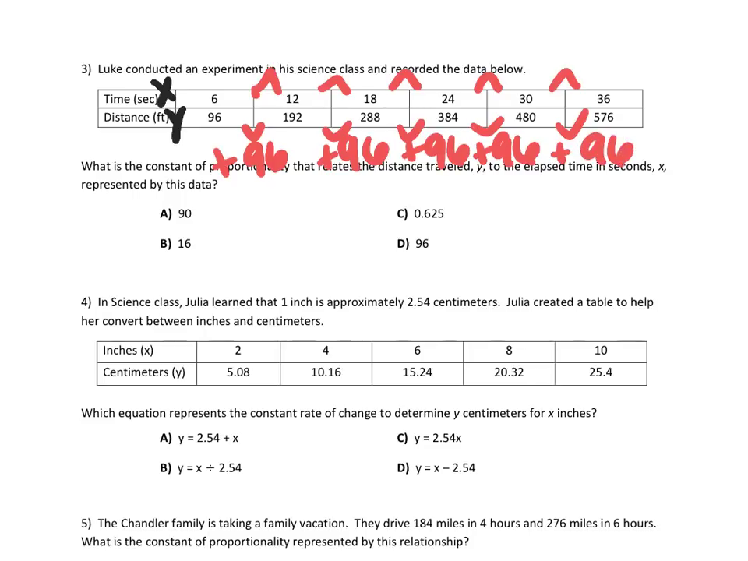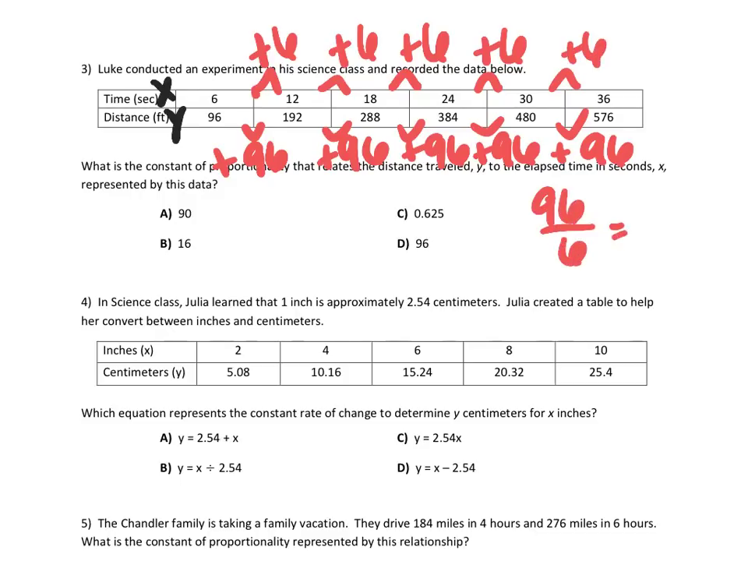Okay, on the top it's adding 6. Okay? So 96 divided by 6 is 16. So the constant of proportionality is 16.